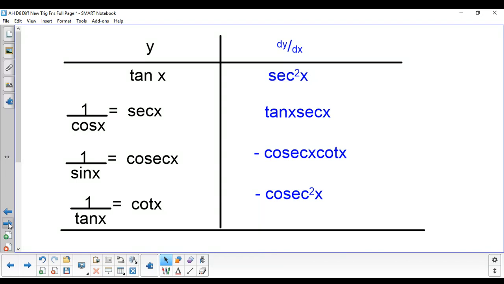The good news is these are given in your formula sheet. So this is what the formula sheets will have information-wise, which means that you can go to it now, as opposed to having to use the quotient rule each time. But if you ever lose the formula sheet or you forget, you can use the quotient rule.